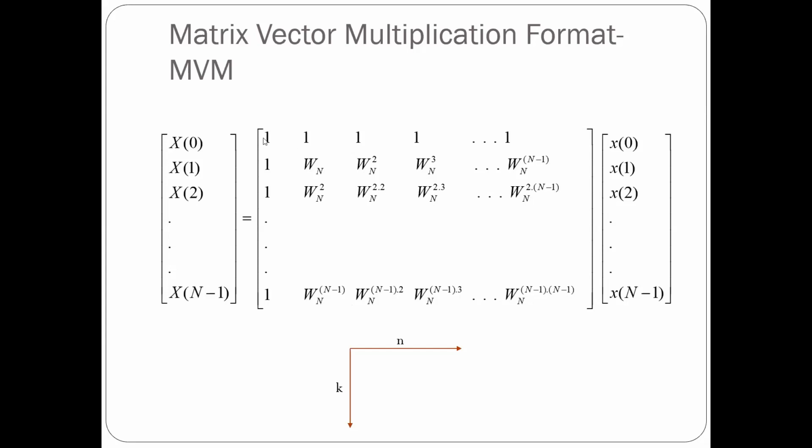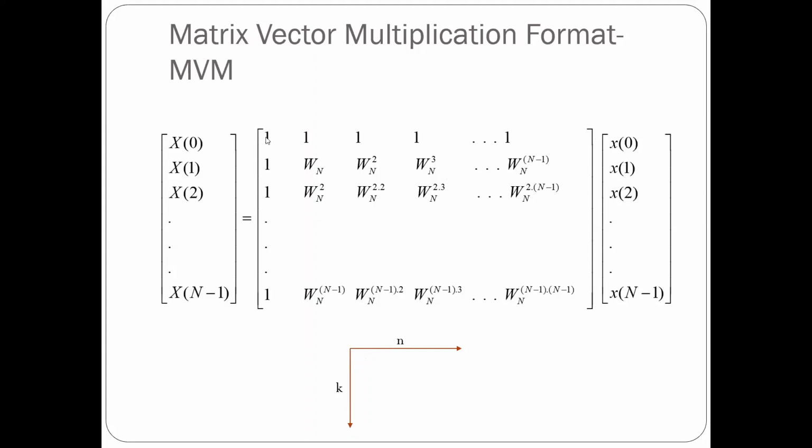Note that each of these rows represents a unique value for k. So this row is for k equal to 0. First row by first column gives you the value for k equal to 0. So along the row you have k. I have shown this to be increasing downwards. So the first row is k equal to 0.